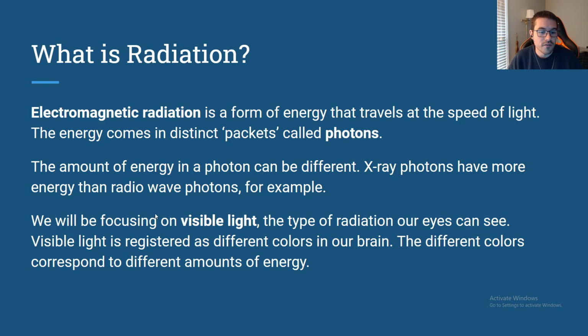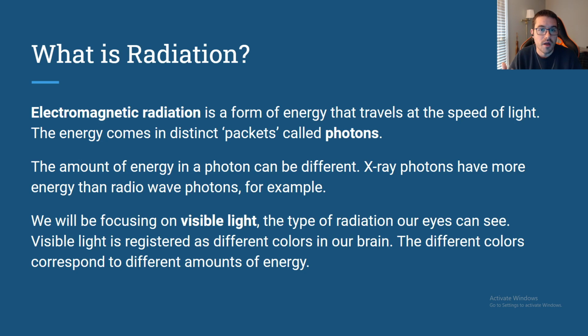We're going to be focusing today completely on visible light, okay? The type of radiation that our eyes can see. Visible light is registered as different colors in our brain. The different colors correspond to different amounts of energy. And in fact, that's kind of how it works. The molecules in your eyeball that pick up the photons, the electromagnetic radiation, depending on the amount of energy that they detect, your brain interprets that as a different color. And so that's how you see different colors.